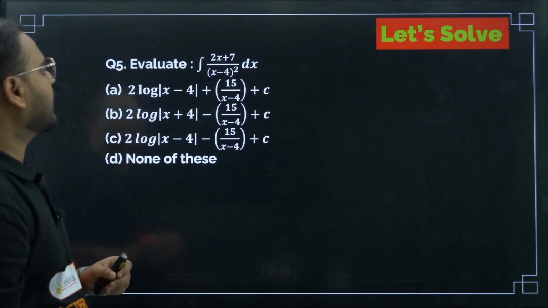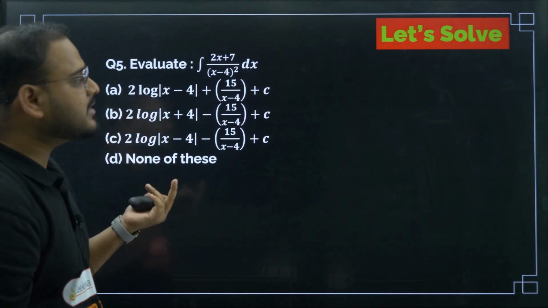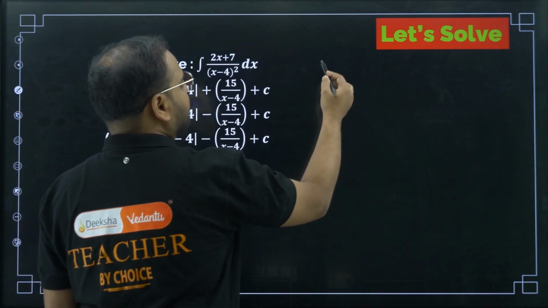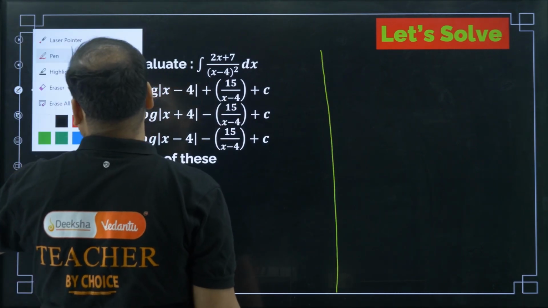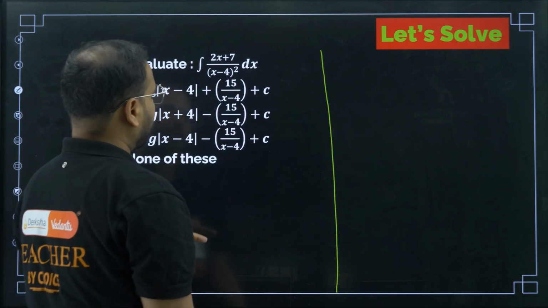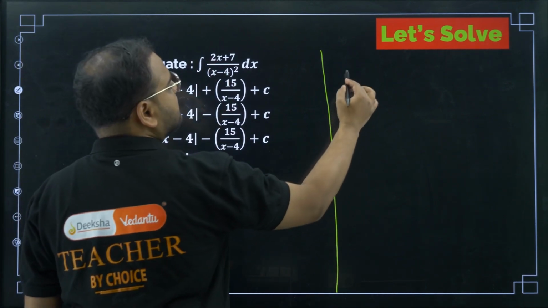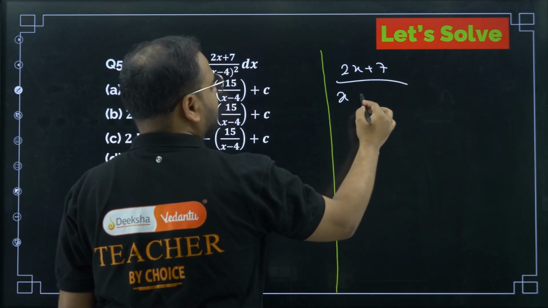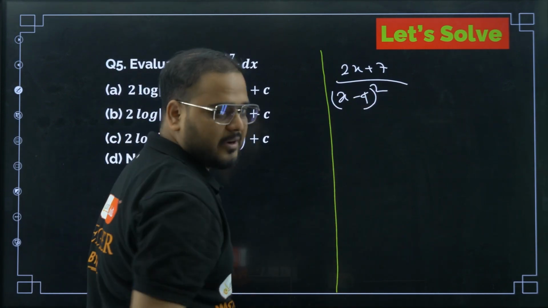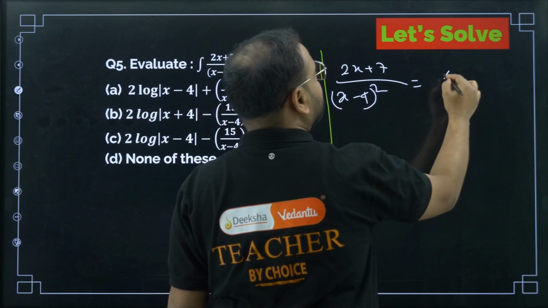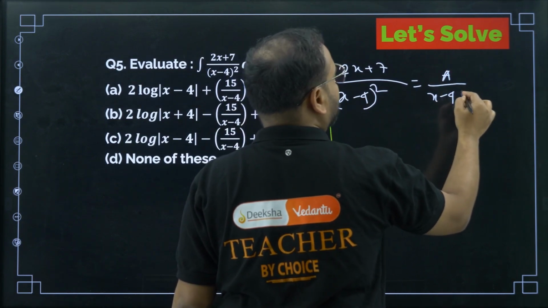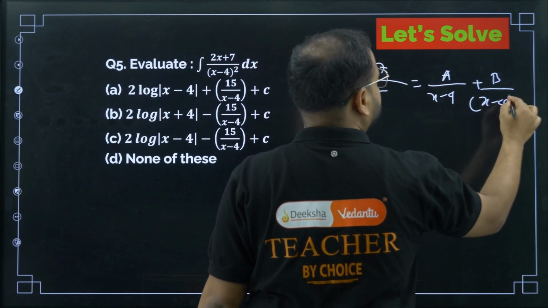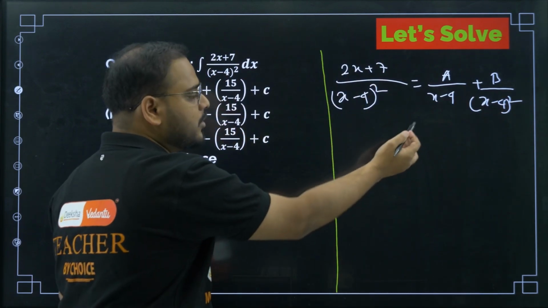Okay, moving on, question number 5. How will I solve this, sir? Very simple. This is the second kind, when I have a whole square. How will I take the partial fraction? I'll take 2x plus 7, only the partial fraction, not the integration. So x minus 4 the whole square can be written as a upon x minus 4 plus b upon x minus 4 the whole square. Whole square we have to write.